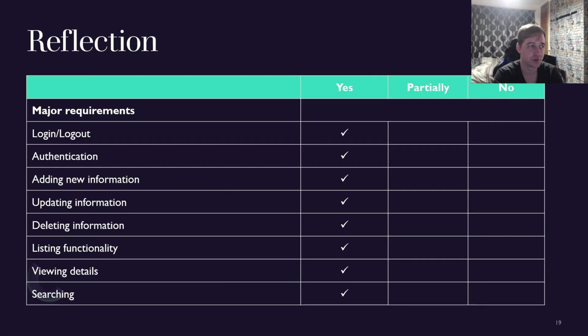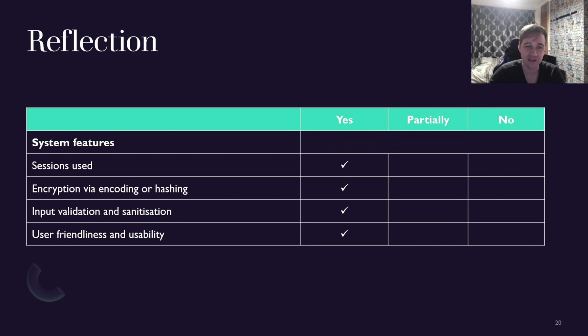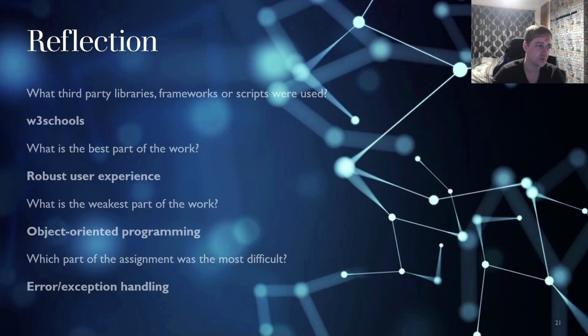On reflection of this project, I think it went quite well. All the major requirements were fulfilled, as well as the system features. As I mentioned earlier, the only outsourced resource that I used for this project was W3 Schools as a library. I believe that the best part of the work was the robust user experience. I made it very difficult for a user to make a mistake they can't fix or end up in the wrong place with no way to get back.